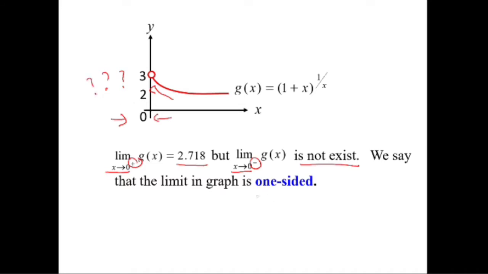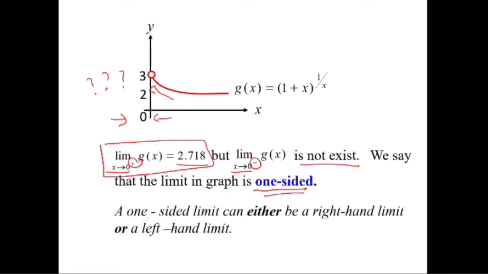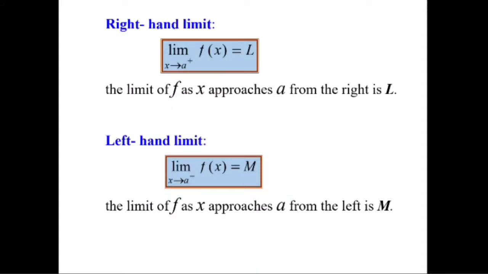This is where we say that the limit in the graph is one-sided because the value of the limit only exists on one side. Note that a one-sided limit can either be a right-hand limit or a left-hand limit. In this case, it is a right-hand limit because the limit only exists on the right side. As a conclusion, the right-hand limit is whenever x approaches a from the right side, and the left-hand limit is whenever x approaches a from the left.